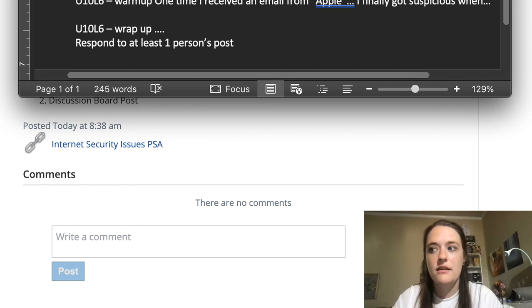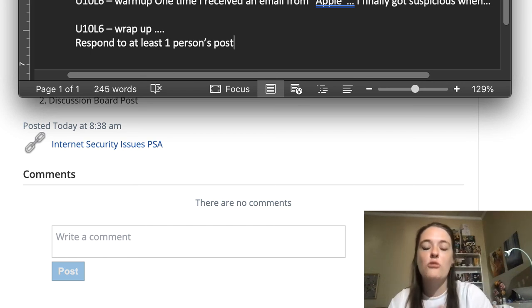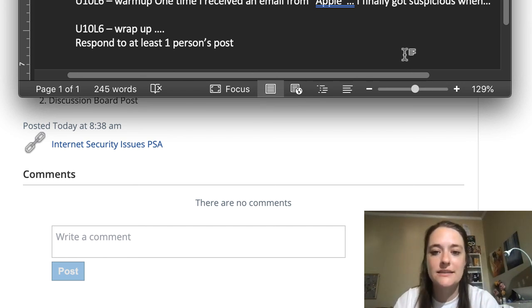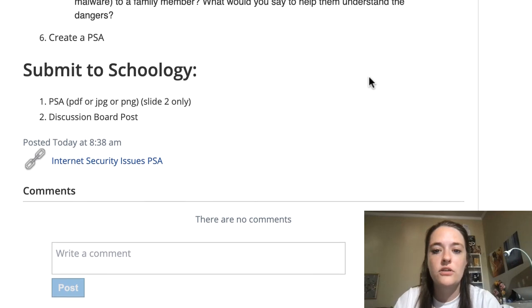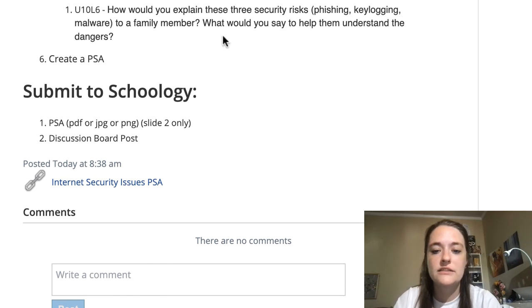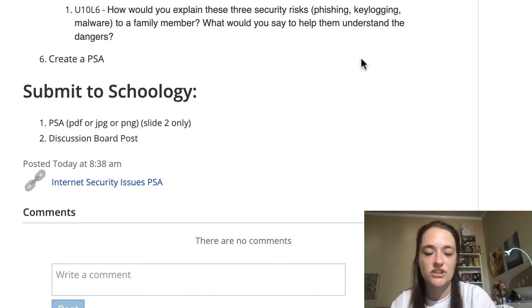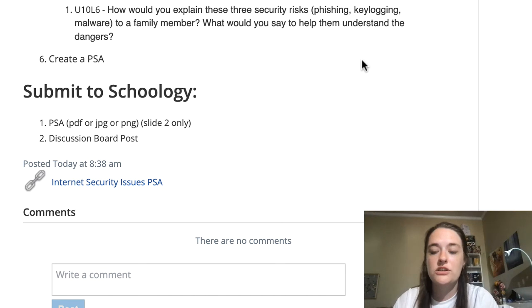Maybe you could give them an additional way to help explain the importance of it, like an additional way to help that person understand the danger. So maybe somebody's giving an example in their post, and it makes you think of another really good example. That could be what you reply with. And that's it for this lesson.